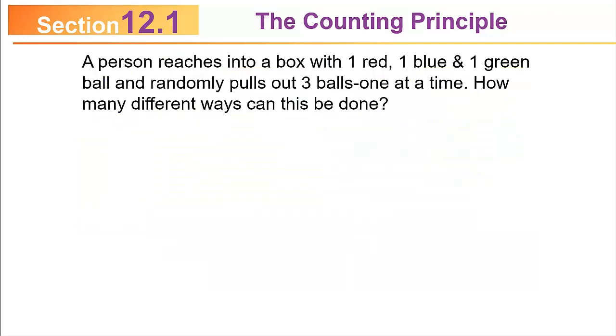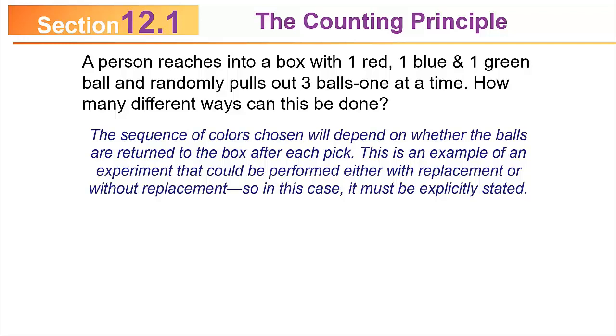Let's look at this. A person reaches into a box with one red, one blue, and one green ball and randomly pulls out 3 balls, one at a time. How many different ways can this be done? Well, again, this is a 3-stage experiment because we're drawing out 3 balls one at a time. But keep in mind, the sequence of colors chosen will depend on whether the balls are returned to the box after each pick. So you've got a box that's got one red, one blue, and one green ball in it.